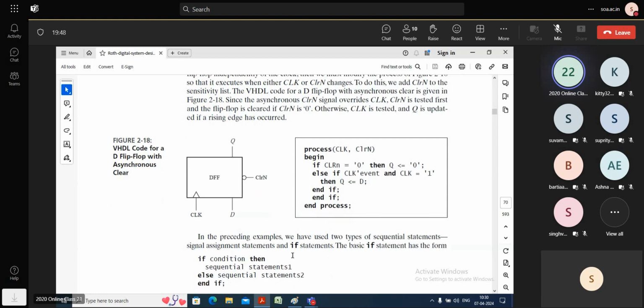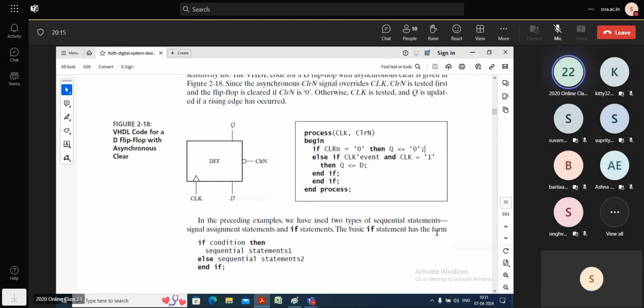Okay, so here you saw two types of sequential statements. One is the signal assignment statement. So these are the signal assignment statements, as you know. Another is the if statement. So here we saw two types of sequential statements: one is the signal assignment statement, another is the if statement.